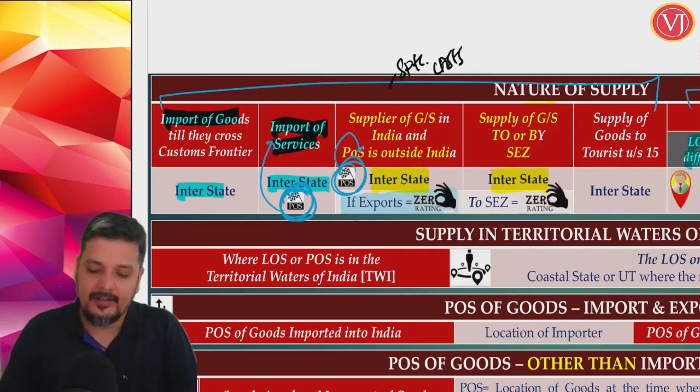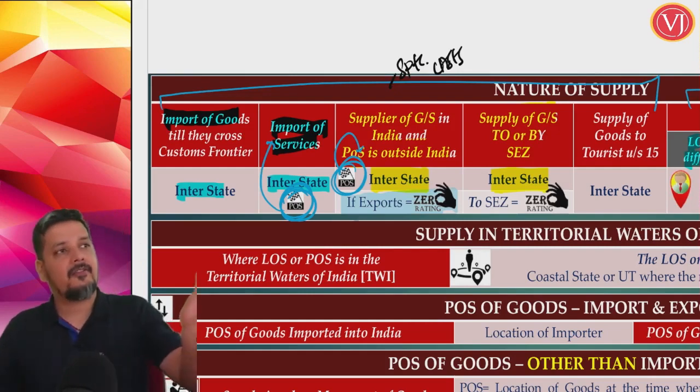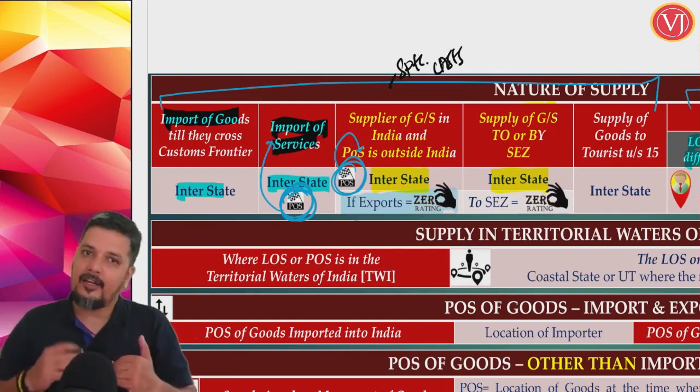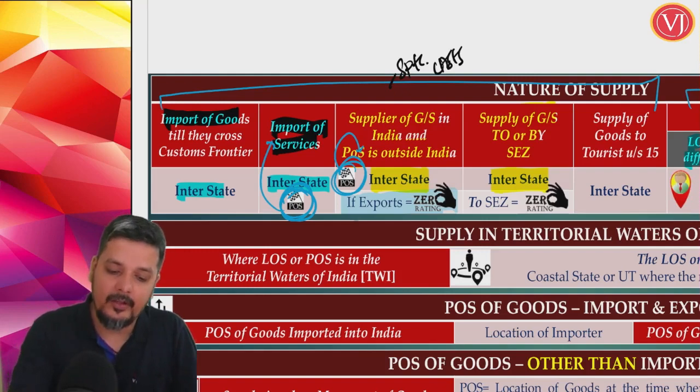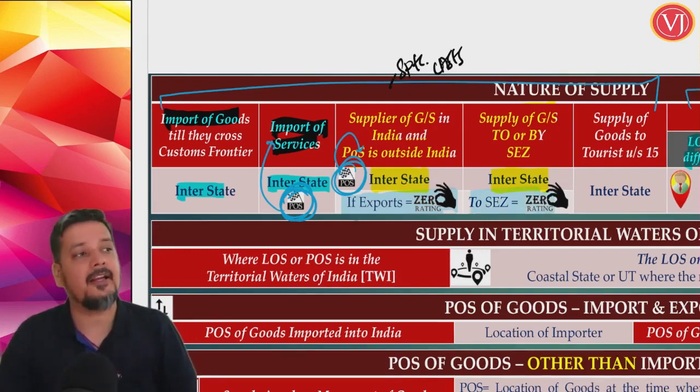Also understand that purchase from SEZ is IGST, and sale to SEZ is IGST. But what is zero rating? Zero rating is only for sale to SEZ, supply to SEZ. What are the two cases of zero rating?